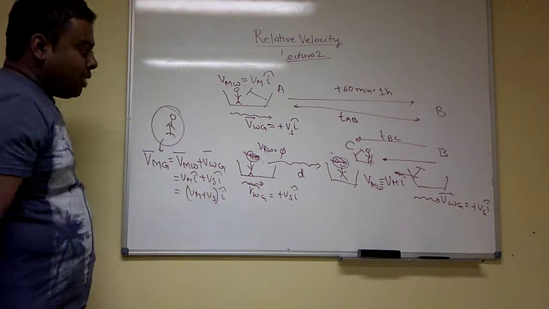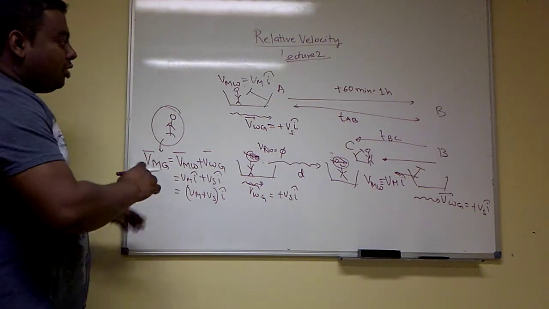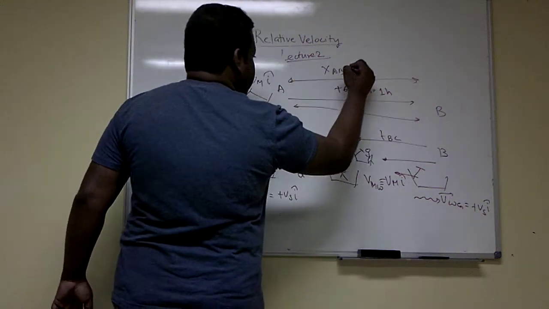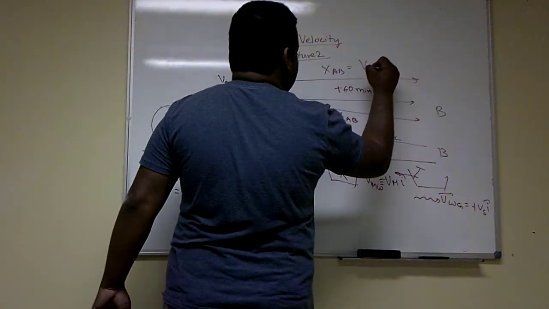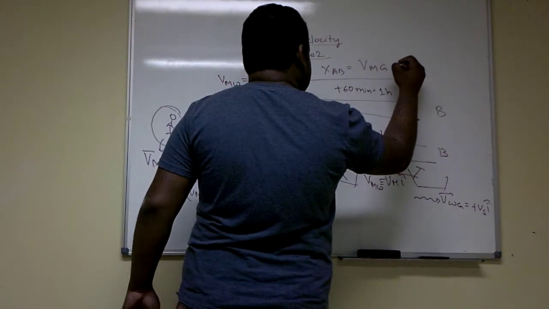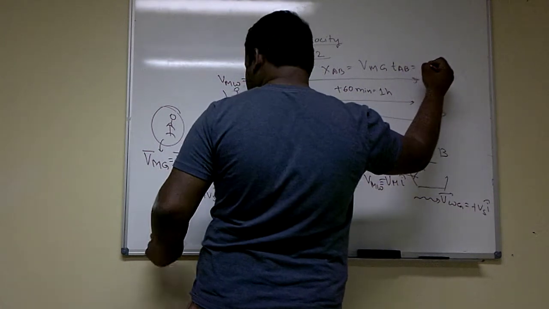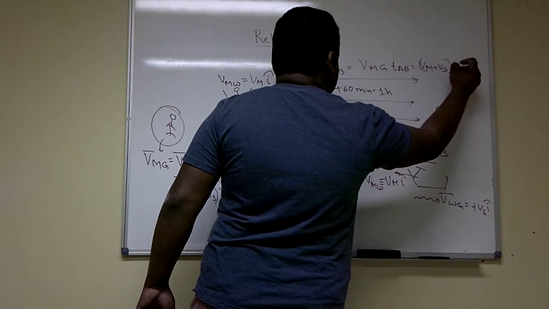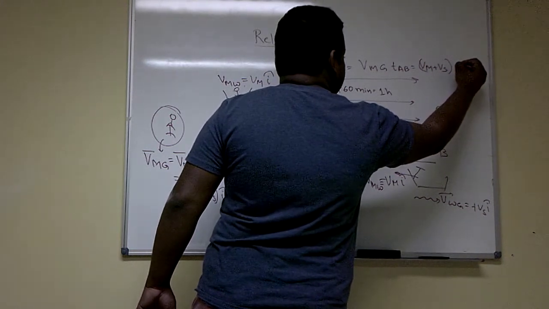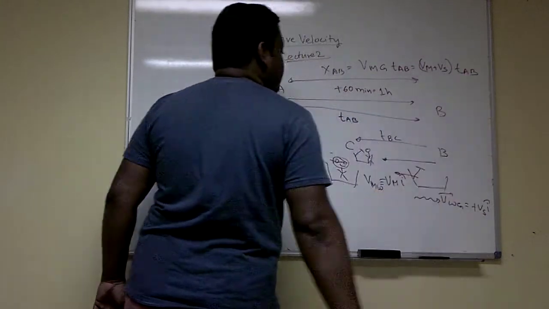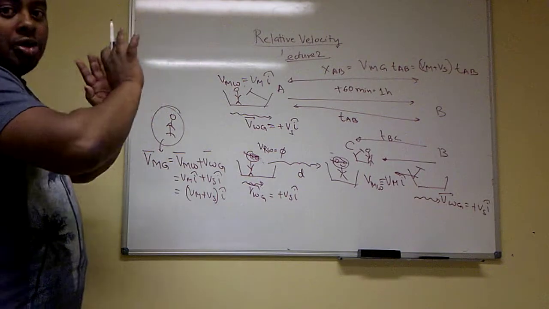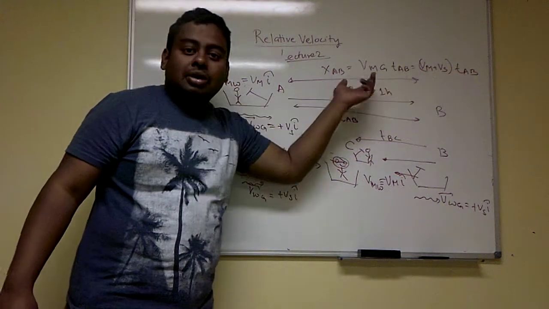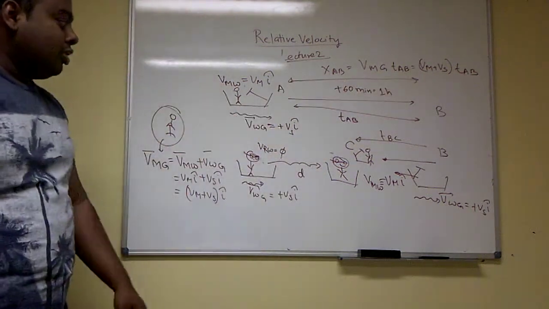Similarly, the total distance XAB which the boat will cover is VMG times TAB, and that will be (Vm plus Vs) times TAB, right? So that is the amount of distance this boat has traveled, and we know that that time TAB is 60 minutes or 1 hour, but let's not look into that for now.